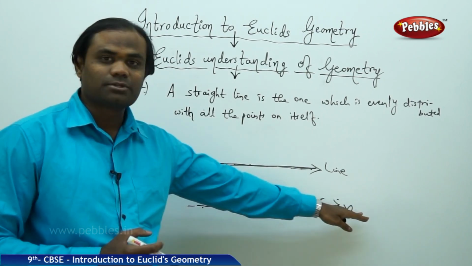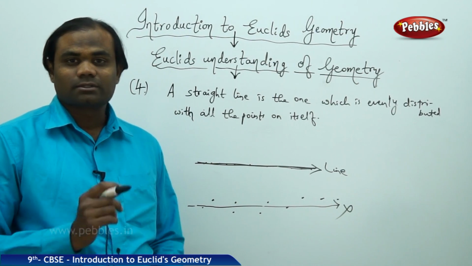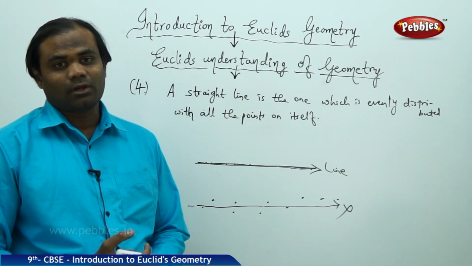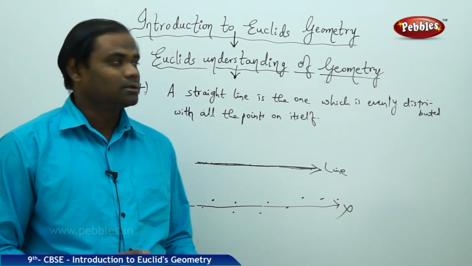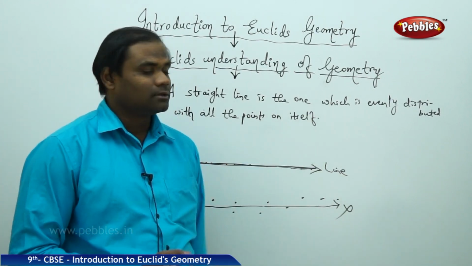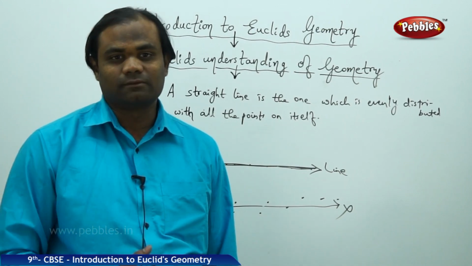Which is unevenly distributed, with a few of the points not on the line, cannot be a straight line, according to Euclid's geometry, is how we understand the property number 4. A straight line is the one which is evenly distributed with all the points on itself.